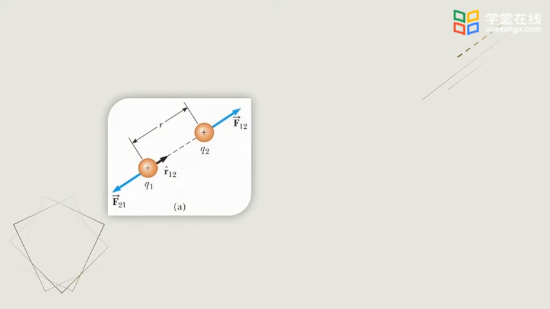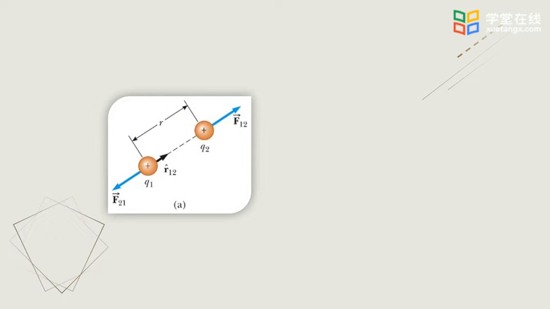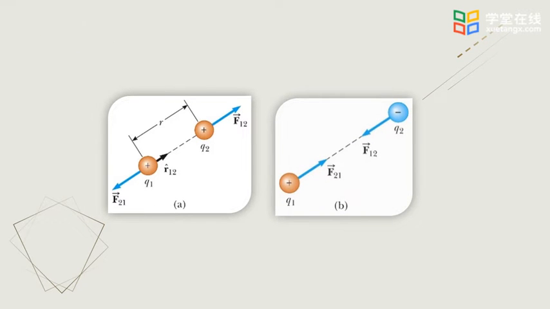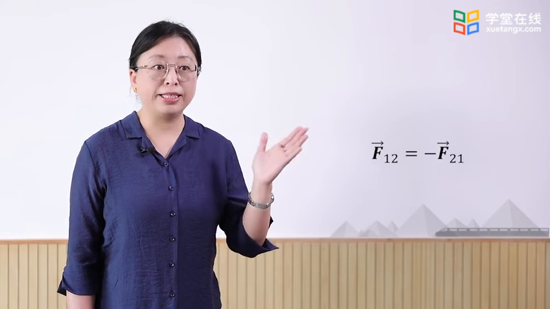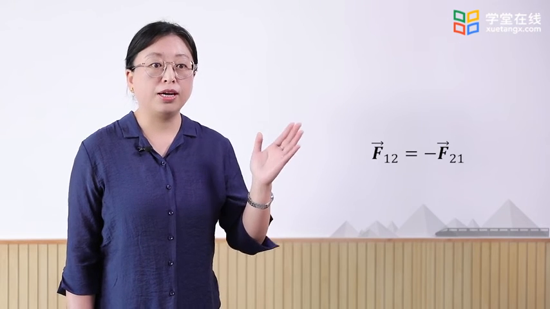Please look at this graph. If the charges have the same sign, the force is repulsive, so F12 should be in the same direction as that of R12 hat, since the product of Q1 and Q2 is positive. On the other hand, the product of Q1 and Q2 is negative with opposite signs, and the force is attractive. F12 should be opposite to that of R12 hat. Electric forces obey Newton's third law. The force on Q1 is equal in magnitude and opposite in direction to the force on Q2, as expressed by this one.